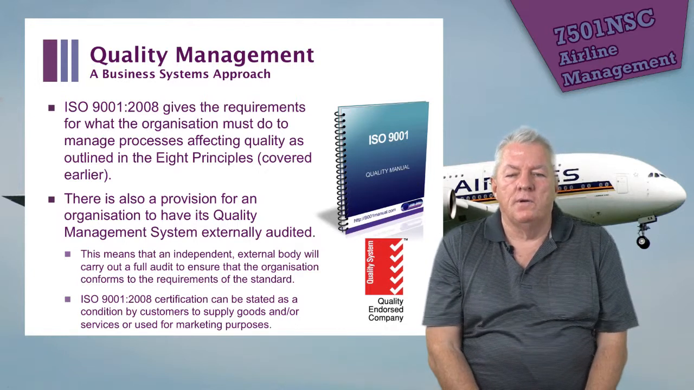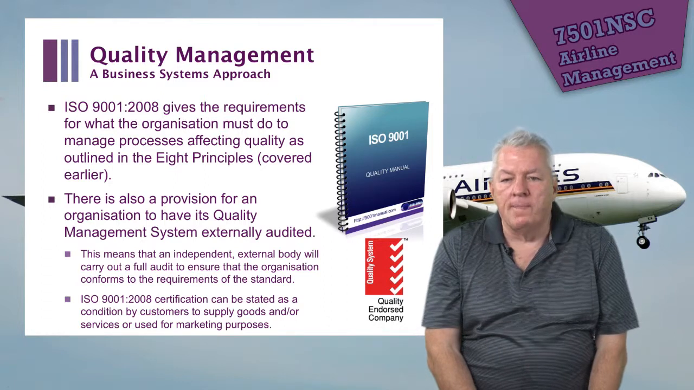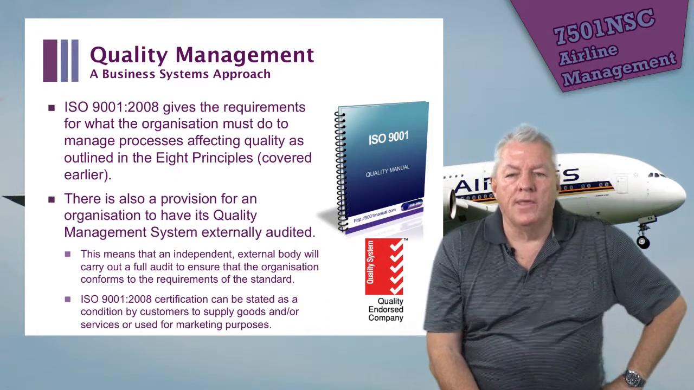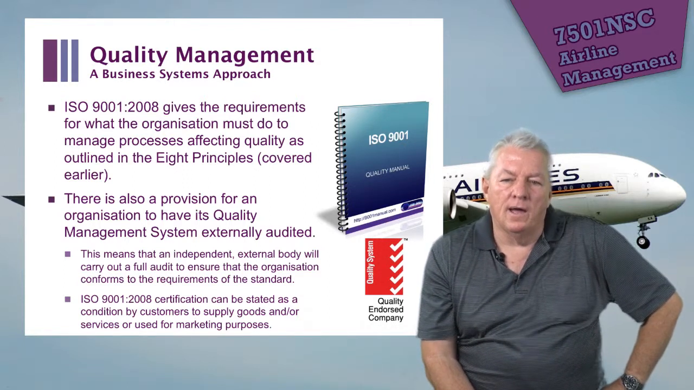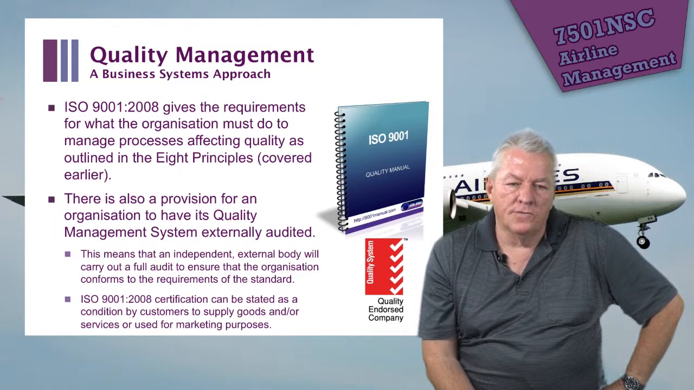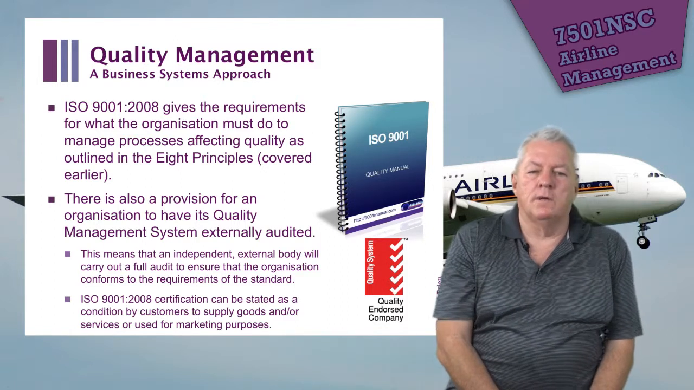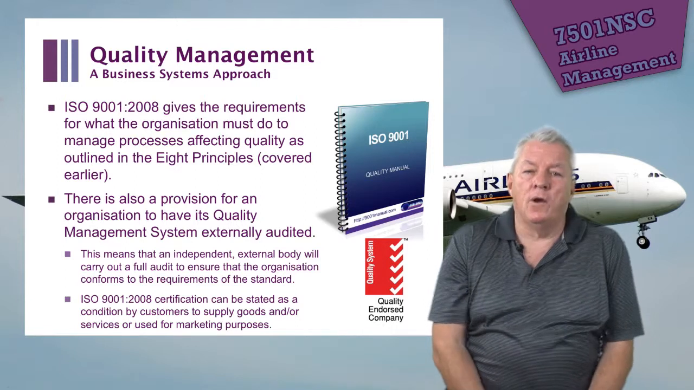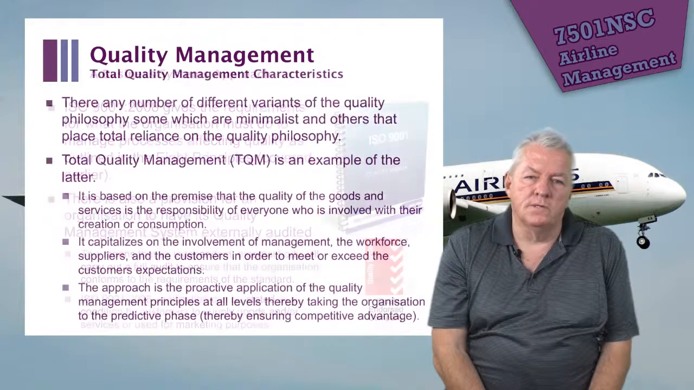And there's also a provision for an organisation to be externally audited. And once it's externally audited and meets the standards of ISO 9001, it is then permitted to display that it is a quality endorsed company. And often government organisations, for example, will only deal, or aircraft manufacturers only deal with companies that are quality certified. So sometimes it can aid your business.